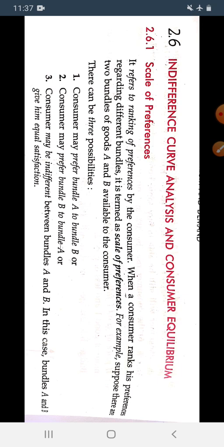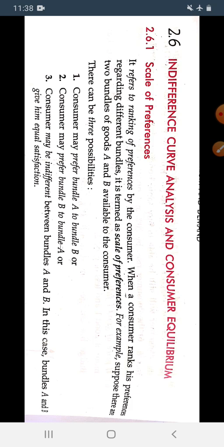Now let's start. Scale of preferences. It refers to the ranking of preferences by the consumer. In the indifference curve approach, the consumer gives the ranking of preferences. When various commodities are given to him, he gives a ranking: he prefers the first commodity, then the second commodity, then the third commodity. So he has provided the ranking of preferences.